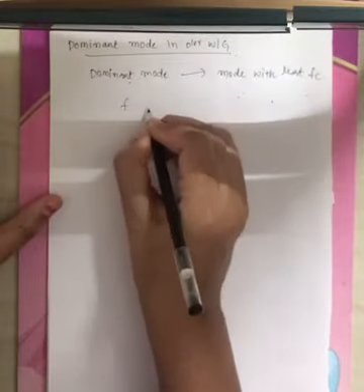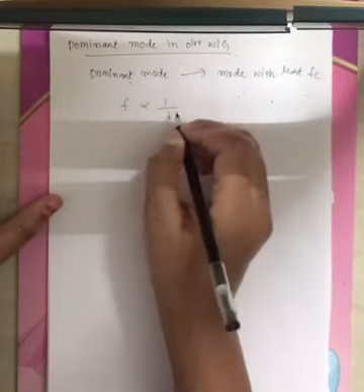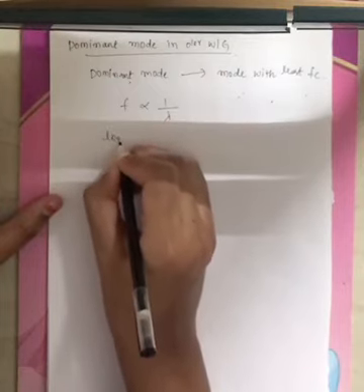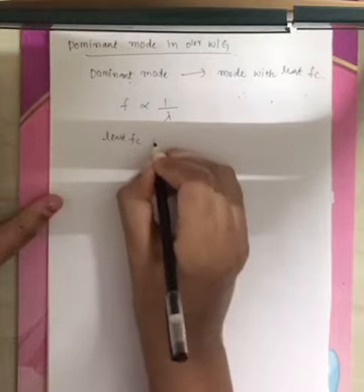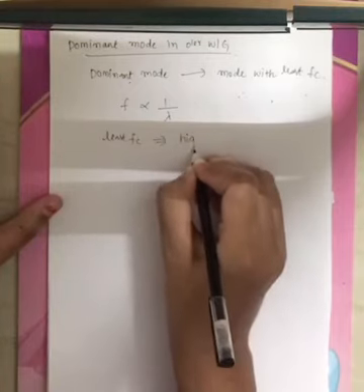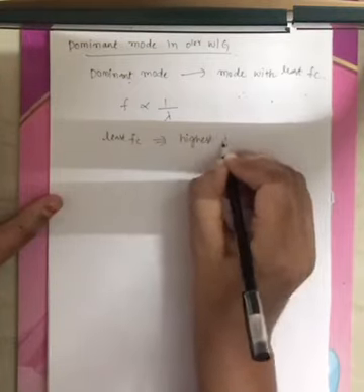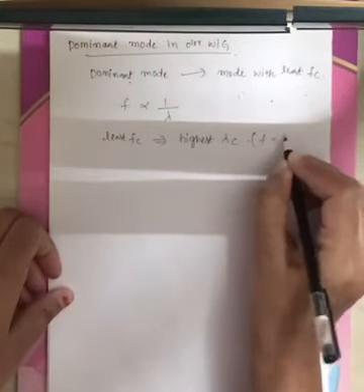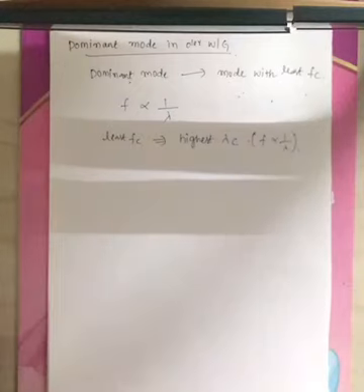Now how is f related to lambda? Inversely proportional. Now dominant mode is nothing but the mode with least fc. This indicates it should have highest lambda c, right? Highest lambda c, because f is inversely proportional to 1 by lambda, right? Now dominant mode is nothing but the mode with least cutoff frequency or the mode with highest cutoff wavelength, right?